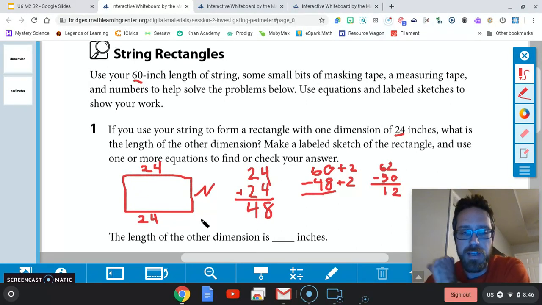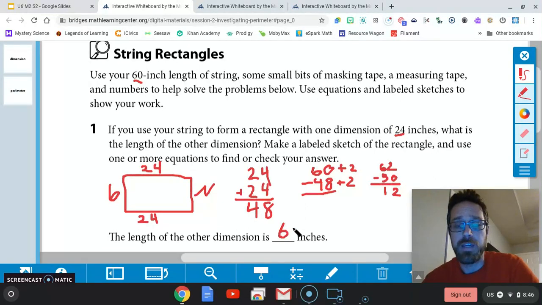Now, this is a mistake I see a lot of people make, and they just say, oh, it's 12. But it's not 12. I have 12 left that I have to split evenly between these two sides. So if I divide this 12 evenly between these two sides, each of these dimensions is going to be 6. So what is the length of the other dimension? The length of the other dimension would be 6.